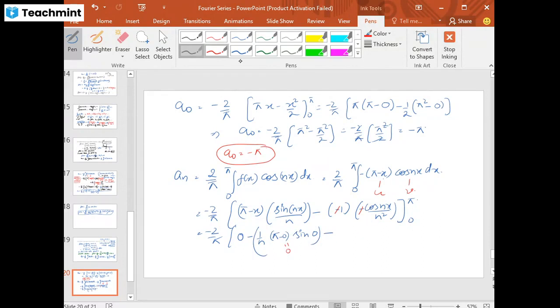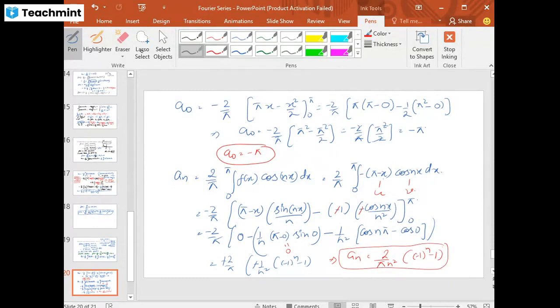And here minus, so 1 upon n square is common. On substituting the upper limit, this is cos n pi. And when we substitute the lower limit, it is cos 0. And cos 0 is 1. So we can get here minus 2 upon pi into minus 1 upon n square into minus 1 raised to power n minus 1, because this whole term is 0. So this negative sign gets cancelled out with this. So the value of an is equal to 2 upon pi n square, minus 1 raised to power n minus 1.